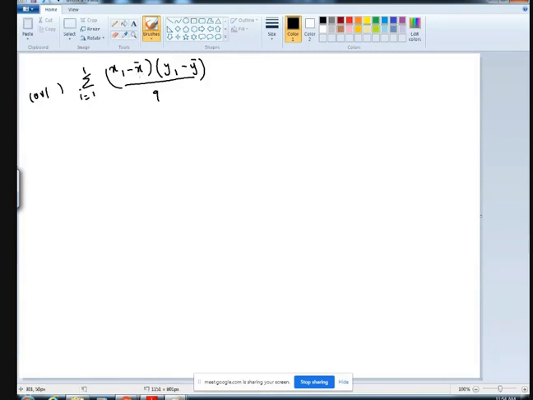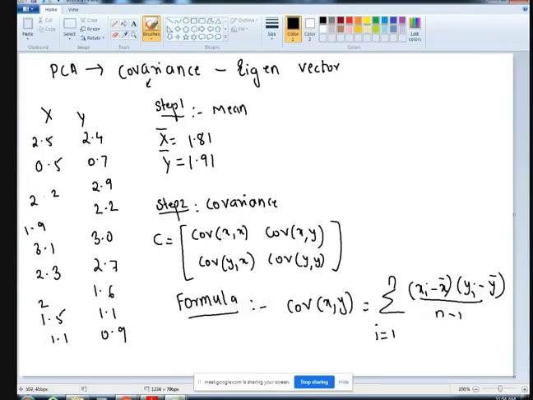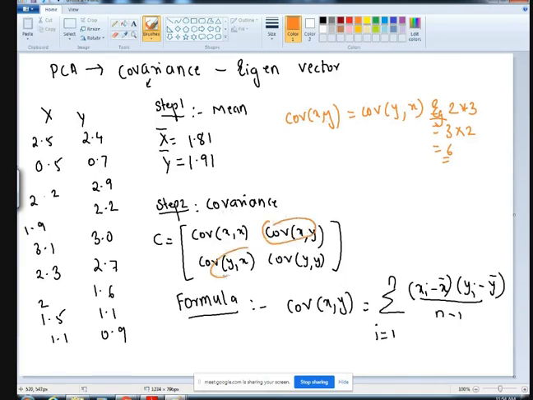Now, whenever we are finding the covariance, you can see there are variables xx, xy, yx and yy used. Whenever you have to find the covariance of x comma y, this will be equal to covariance of y comma x. For example, 2 multiplied by 3 equals 3 multiplied by 2, which gives the result 6. Both will be the same. So covariance of x comma y is equal to covariance of y comma x. You can see the result will be the same.